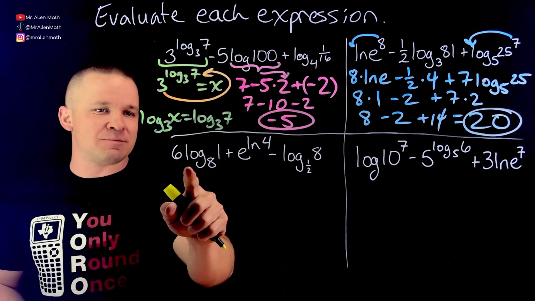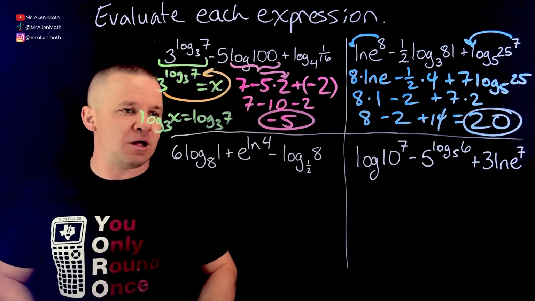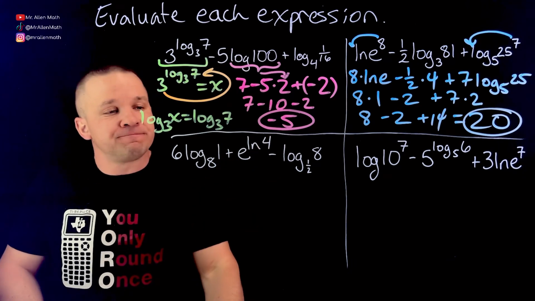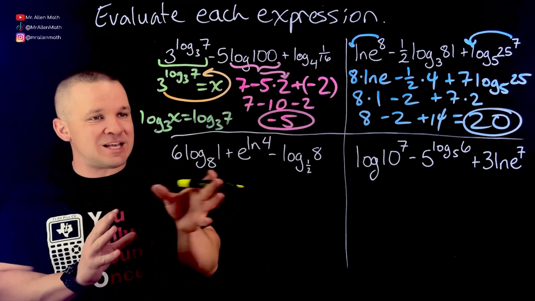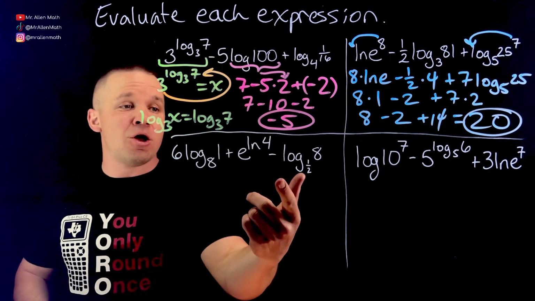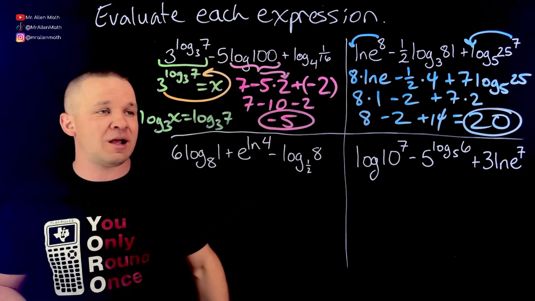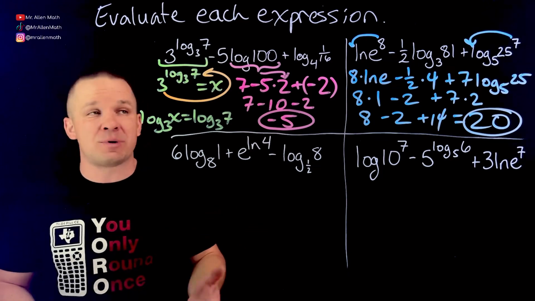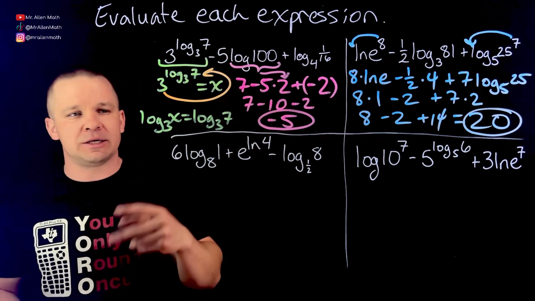So we got 6 times log base 8 of 1 plus e to the natural log of 4, weird, minus log base 1/2 of 8. Throwing them all at you guys, right? So again, all these could be done like in separate problems. Even on an honors test, we might just be like, what's log base 1/2 of 8, right? Multiple choice, free response, whatever, quick thing. Throwing them all together, more of a challenge problem. You might see one of these, maybe two on a test, all right?